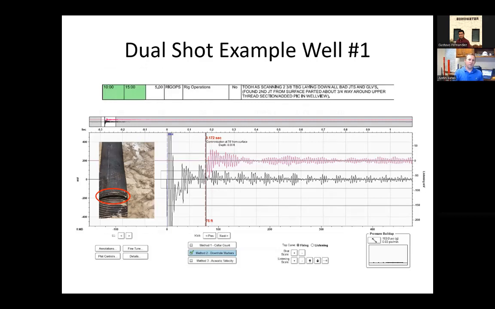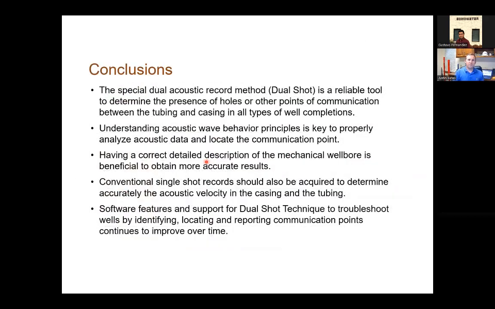Now, with this, a lot of conclusions can be made about the dual shot technique. It's a very reliable tool to determine the presence of holes and other points of communication between the tubing and the casing. One of the things that you have to understand is the wave behaviors in order to properly analyze the acoustic data. So there is a lot of understanding of the acoustic analysis needed in order to troubleshoot utilizing the dual shot method.